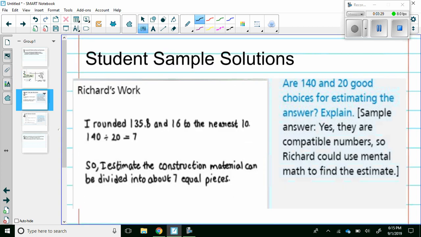Let's look at Richard's work. He says, are 140 and 20 good choices for estimating the answer? Explain. He said that in his work, it's very similar to mine because he rounded 135 and 8/10 and 16 to the nearest 10. So he divided 140 divided by 20 to get 7. So he estimated also that there's about 7 equal pieces in the construction material.